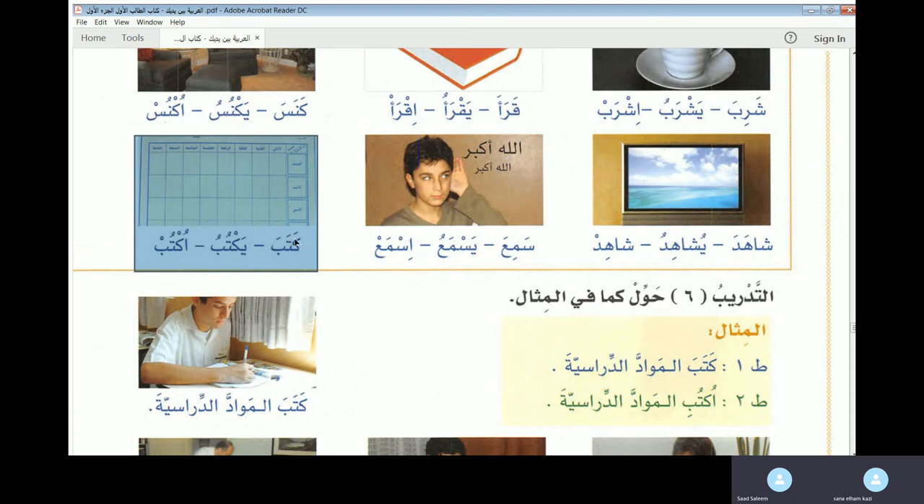He wrote the timetable. Okay, but why is the... it should not be dhamma? Why fatha on the word? Because it is maful bihi, it is the object of the sentence. Oh, kataba is he wrote. Yes.